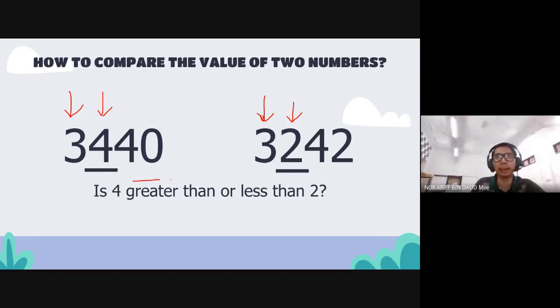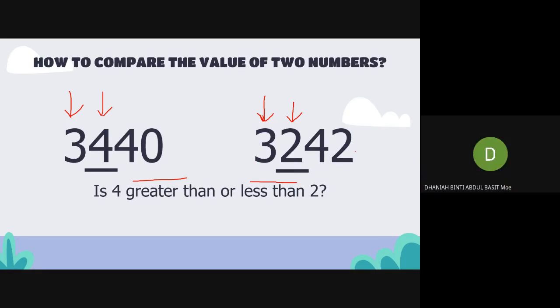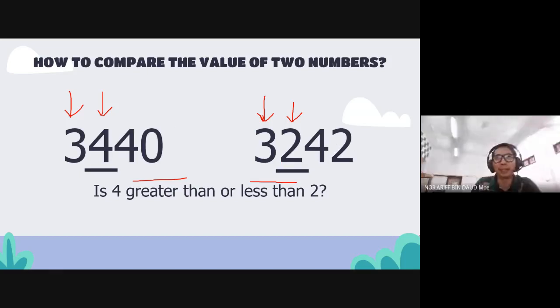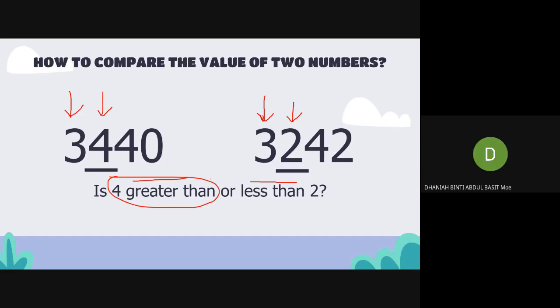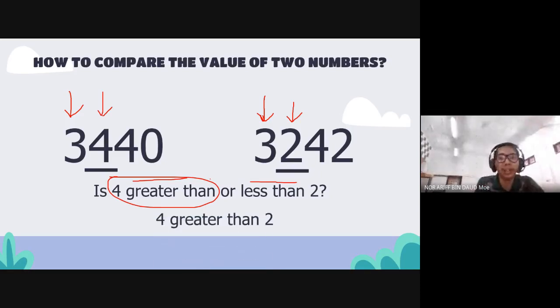Greater than ni maksudnya lebih besar, less than ni maksudnya lebih kecil. 4 ni lebih besar ke lebih kecil daripada 2? Lebih kecil daripada 2. Takkanlah 4 lagi kecil. 4 banyak. Lebih besar daripada 4. Tak, tengok sini soalan dia. Dia kata is 4 greater than or less than 2. Maksudnya sama ada 4 ni lagi besar ke lagi kecil daripada 2? Lebih besar daripada 2. Yeah, so 4 greater than 2.